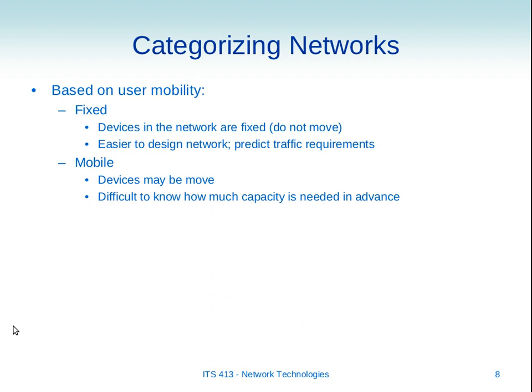Another way, I think it's the final way, is based on the mobility of users, whether they're mobile or not. A fixed network, the users, the devices, do not move. It's easier to design such a network because we can predict the traffic requirements. In our access network, if we know within SIT, we know how many computers are in here, the number of labs, the number of offices.